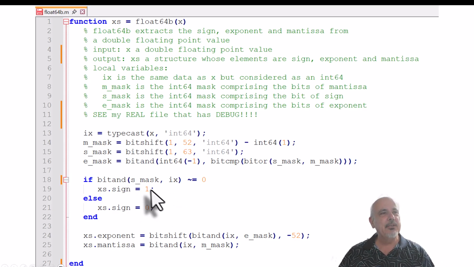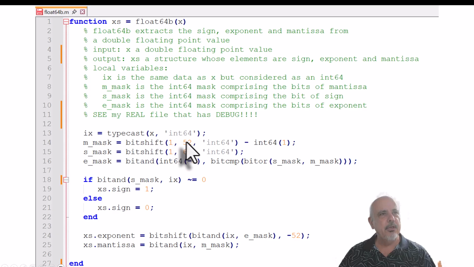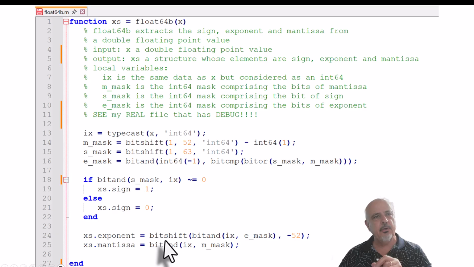So anyway, first thing you do is a bitwise AND with the IX. The IX is a typecast. You're taking the X, not changing the X, but making it look like a 64-bit integer. That's the IX that I printed out earlier. That's how you get the sign, by doing a sign mask on that. And then you get the exponent from a bitwise AND of the IX with the exponent mask.